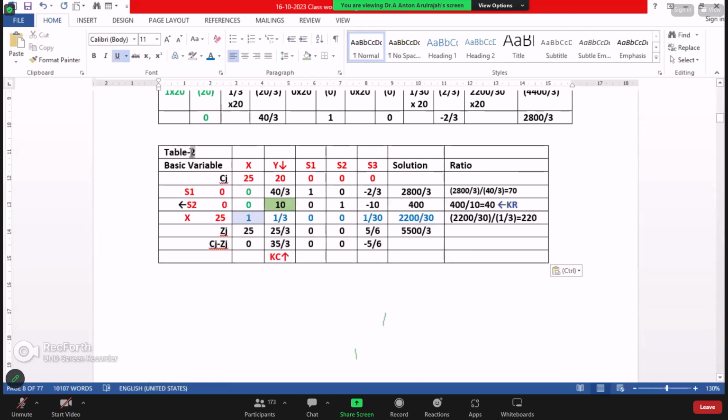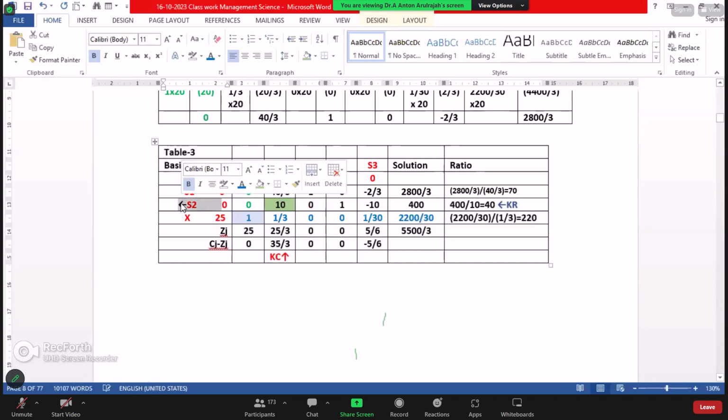Table number 3. The changes are, in this place we have to put Y20. That's it. Y20. Now enter. Everything we will delete and do it again.